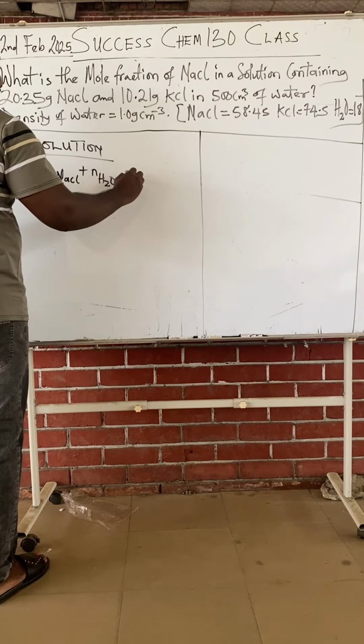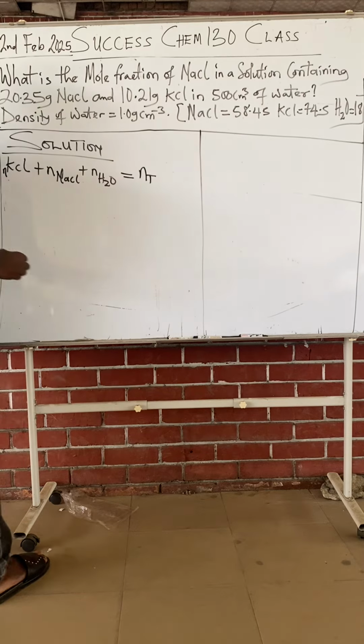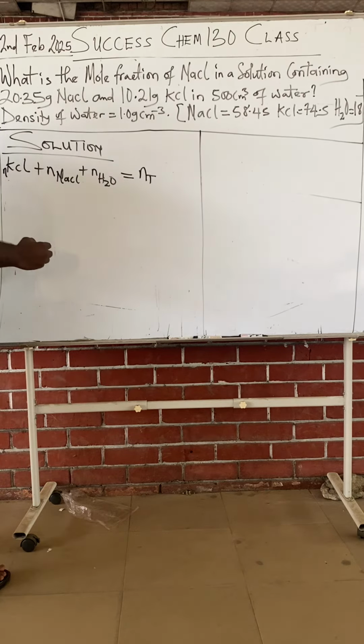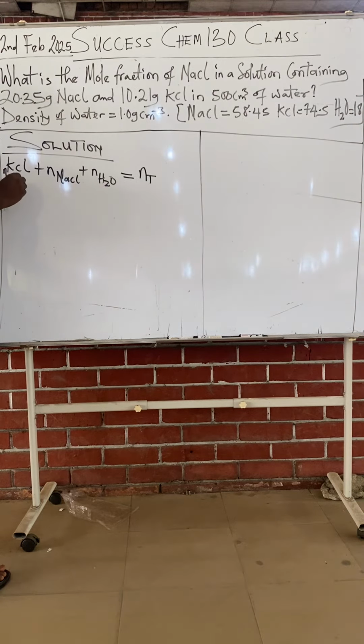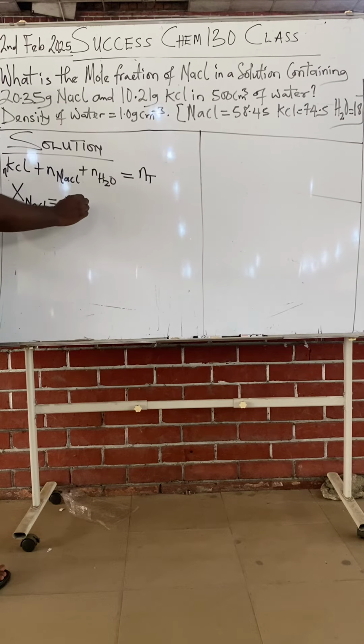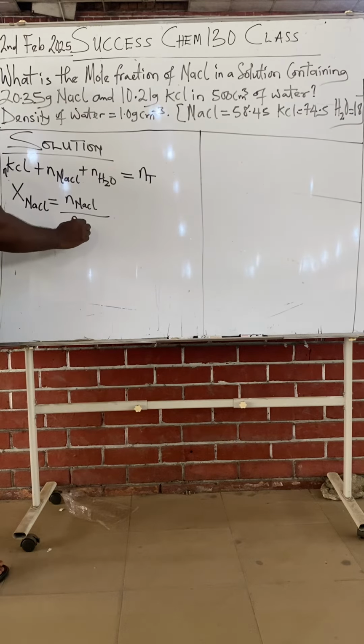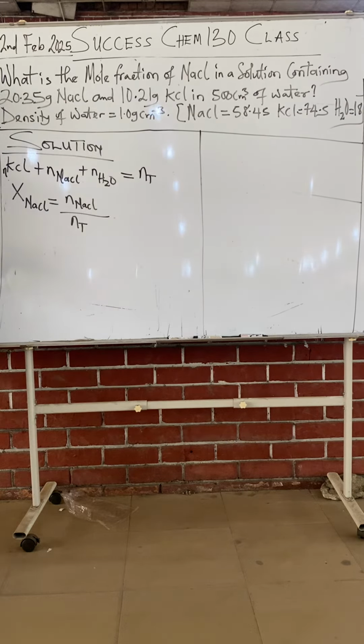Number of mole of KCl plus number of mole of NaCl plus number of mole of H2O equals total number of moles. Now, what is the mole fraction of what? NaCl. They are only asking us to find the mole fraction of NaCl. Class, the mole fraction of any component is number of mole of that component divided by total number of moles. So we just need the number of mole of NaCl.